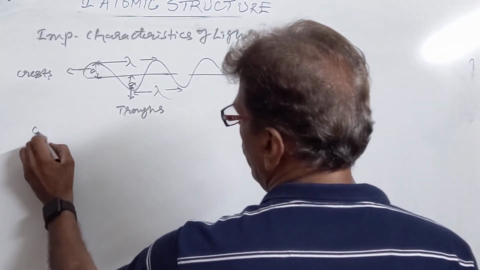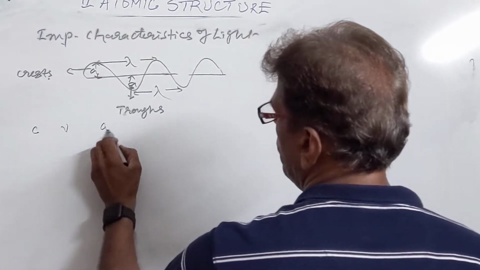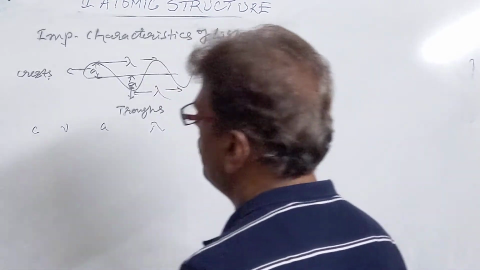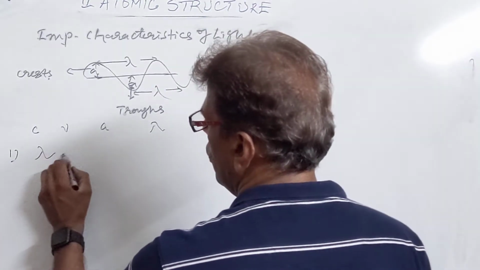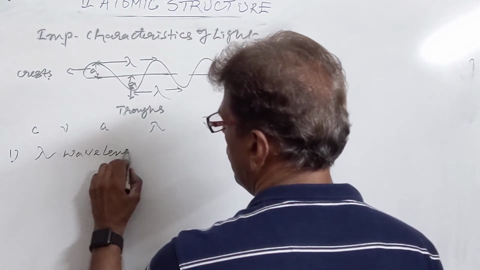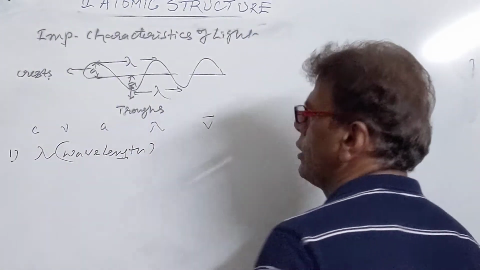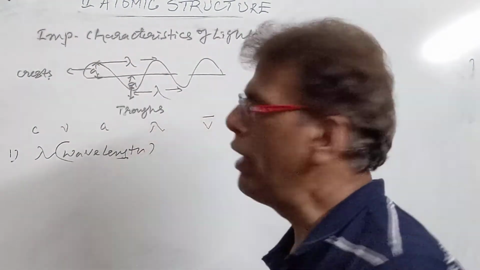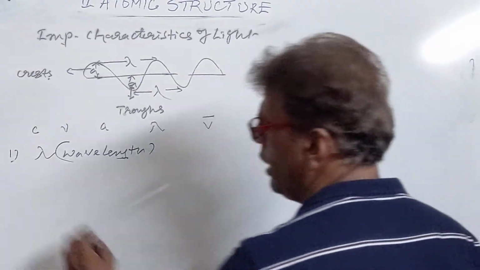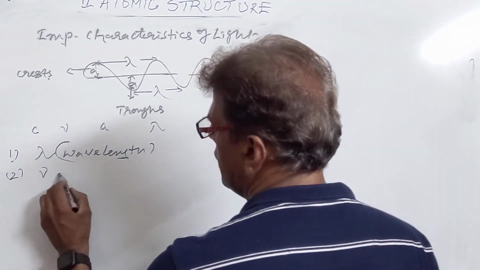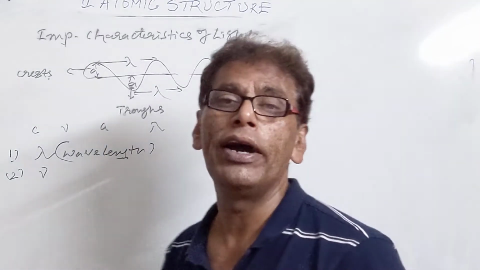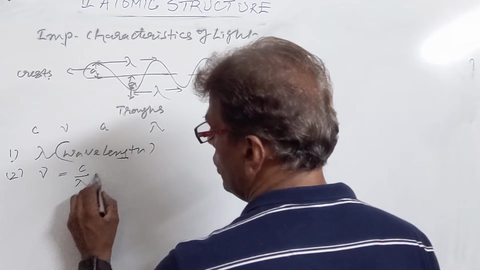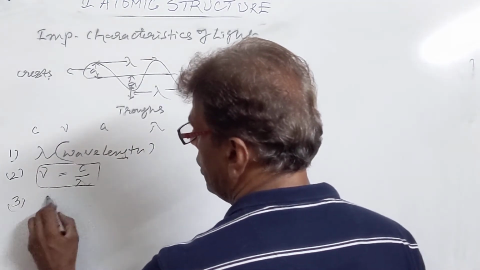Then we have velocity of light, frequency of light, amplitude, wavelength, and wave number. So these are a few important definitions. First of all, we consider the wavelength of light. It is the distance between two adjacent crests of the light wave or two adjacent troughs of the light wave. Then we have frequency. It is the number of waves which pass through a point in 1 second, and frequency is always equal to c by lambda. Now what is c? It is the velocity of light.